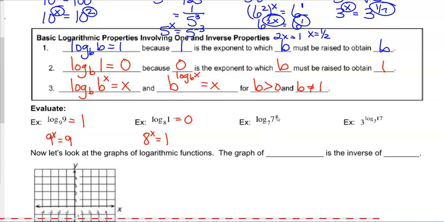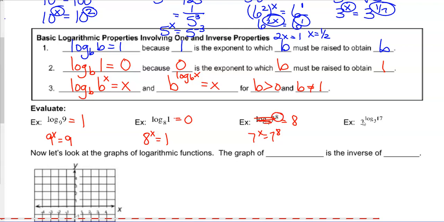Log base 7 of 7 to the 8. So we're working with this property that we have right here. 7 to what power is 7 to the 8th? Well, these are going to be the exact same. So therefore, this is equal to 8. And in a sense, these things cancel themselves out, leaving me with just that power.